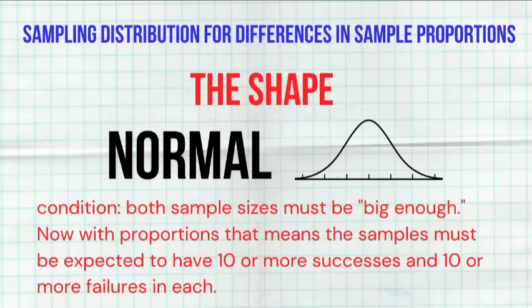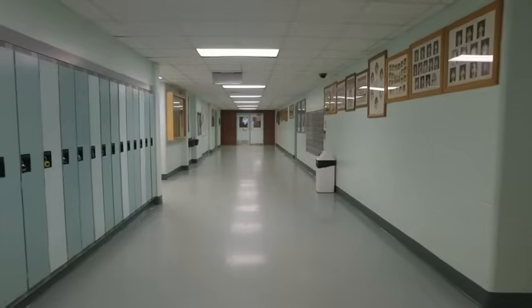Now, lastly is the shape, and of course it's going to be normal as long as both samples, the one from population 1 and the one from population 2, are big enough, which means we got to check that both samples have 10 or more successes and 10 or more failures so that we're big enough to use a normal distribution. Now let's look at an example that's going to make this whole scenario of looking at the differences of proportions make a whole lot more sense.